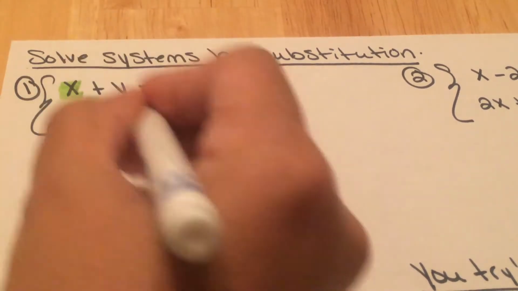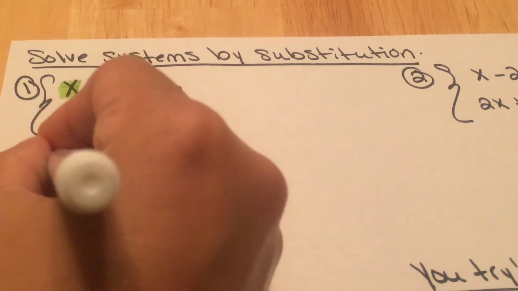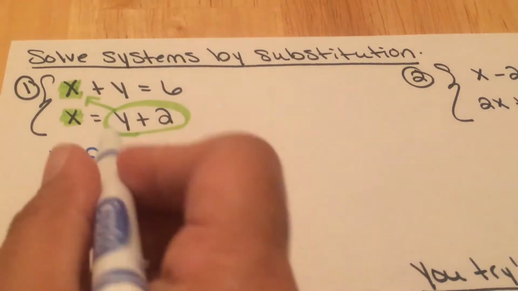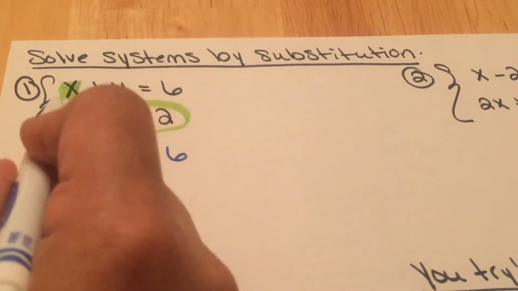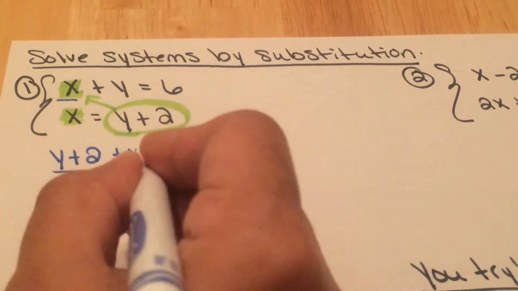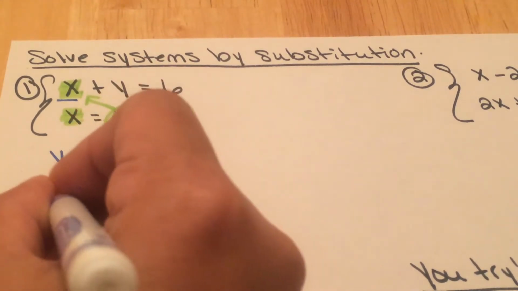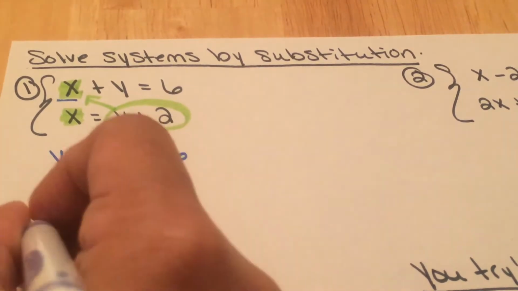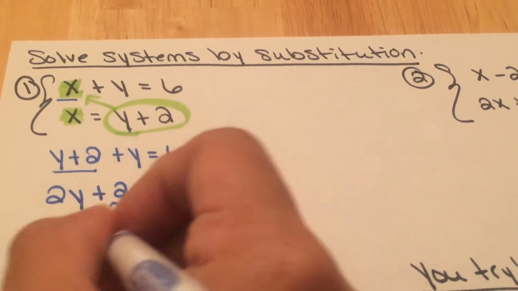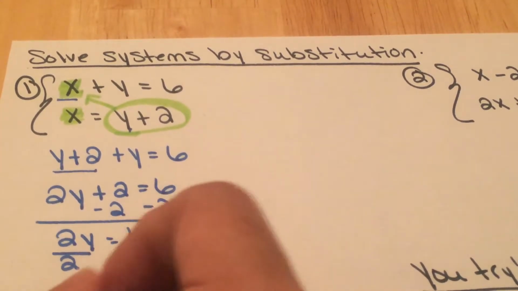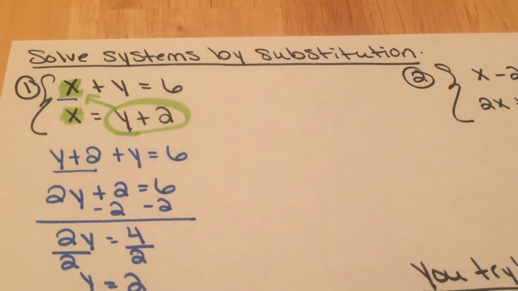So since I said x was y plus 2, this actually becomes y plus 2 plus y equals 6. All I did was substitute the y plus 2 where the x was before. Now I'm going to just solve this equation like I'm used to solving equations. So I'm going to combine my like terms. y plus y is 2y, plus 2 equals 6. Get my constants on one side, my variables on the other. And so I get y equals 2.